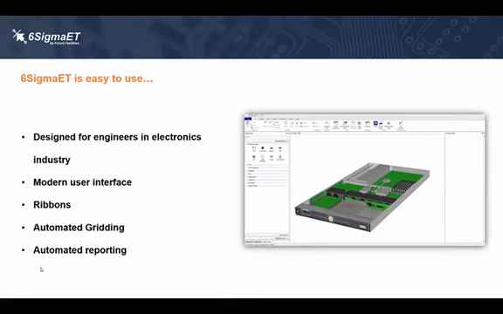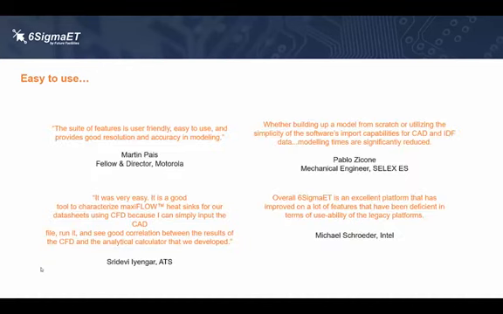We have a modern single window user interface, utilising ribbons, with a nice big 3D graphical display in the centre. Gridding can be one of the most challenging things in CFD simulation, but in 6SigmaET it's basically automated, although if you want the power to change the grid, then we've got the tools to do that as well, and automated reporting as well.